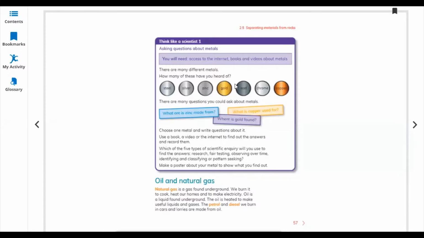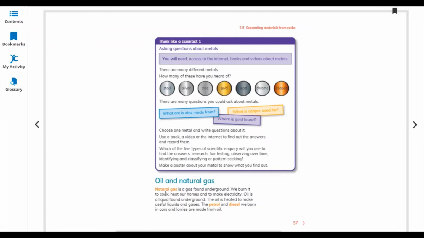The first question: what is zinc made from? Zinc is actually from a rock. Zinc is primarily extracted from ore containing zinc sulfide. And what about the next question? Where is gold found? Gold is found in ore, in rock form. It also has a crystal structure, but it is taken from the ores. And what about copper? What is copper used for? We use copper in equipment such as wiring and motors. Why? Because it conducts both heat and electricity very well. That's why we use it in wiring and motors.